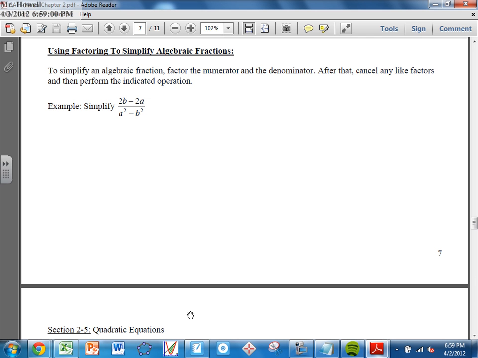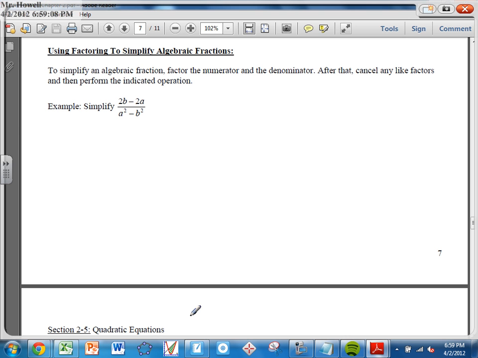All right, so we want to simplify an algebraic fraction here. Let's factor each of them and see what cancels out. So we're simplifying. Please start by factoring. In the numerator, everybody should see a 2. You're left with b minus a. Denominator, you've got a difference of 2 squares, so it's a plus b and a minus b.